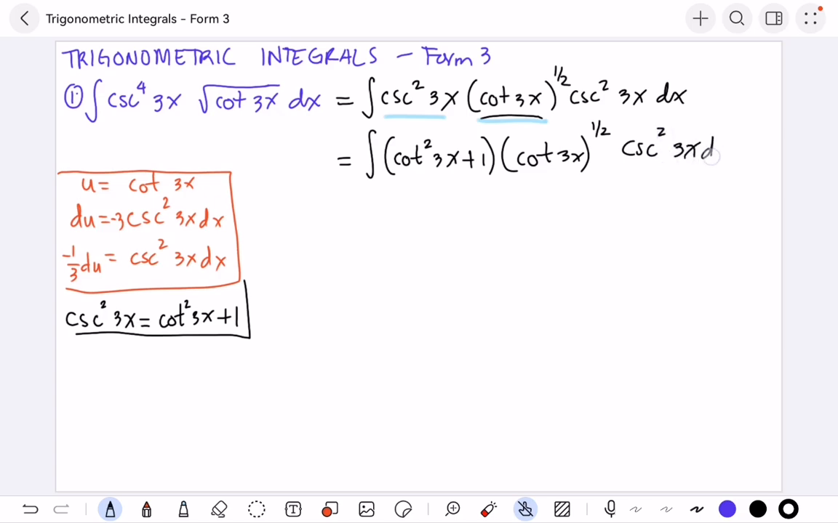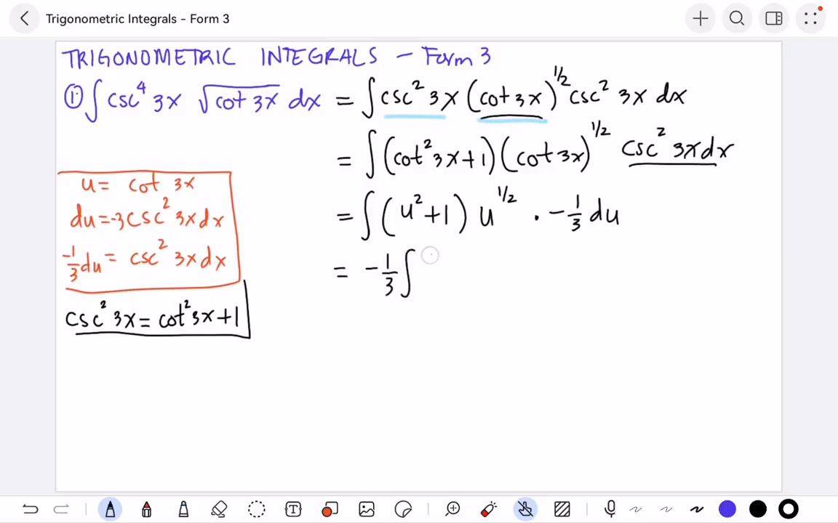So, substituting, I will now have cotangent square 3x plus 1 times cotangent 3x raised to 1/2 and cosecant square 3x dx. By substitution, my u is cotangent 3x, so u square plus 1 times u to the 1/2. And this part here is negative 1/3 du. Now, factoring out negative 1/3 and multiplying, I have u to the 5/2 plus u to the 1/2. What I did in this part here, I just multiplied that.